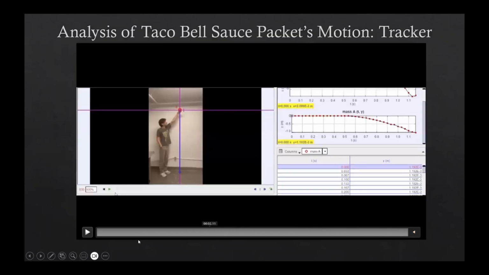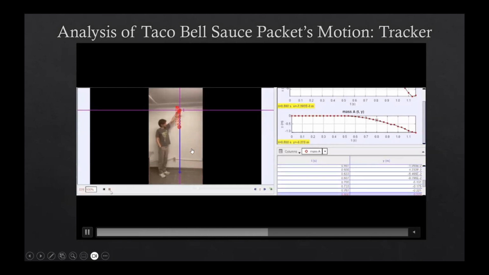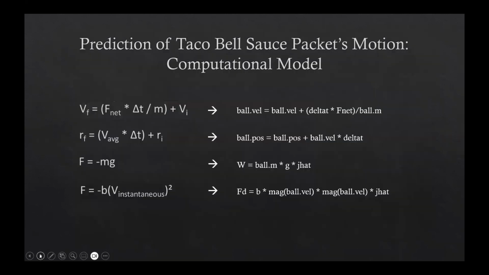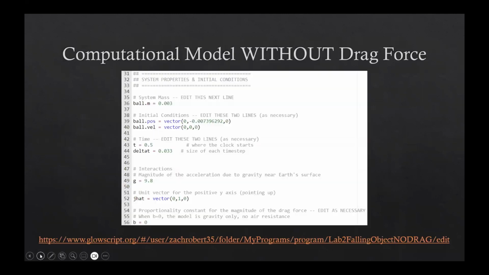This is the video of the sauce packet being dropped from rest. I chose the axes to be in the negative y direction, so I have a negatively sloped position versus time graph shown to the right. These equations shown prior, the force of gravity, the force of drag, and the update formulas were translated using the starter code in Python, shown to the right. These equations were used iteratively to create the code shown in the next slide.